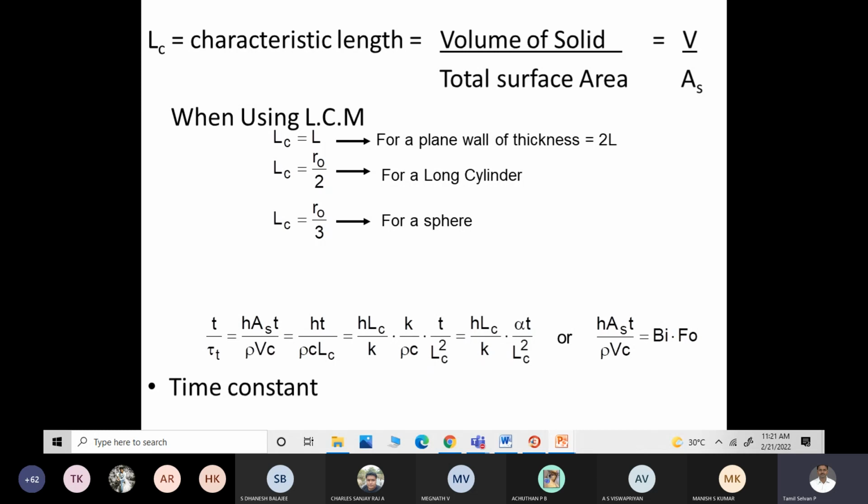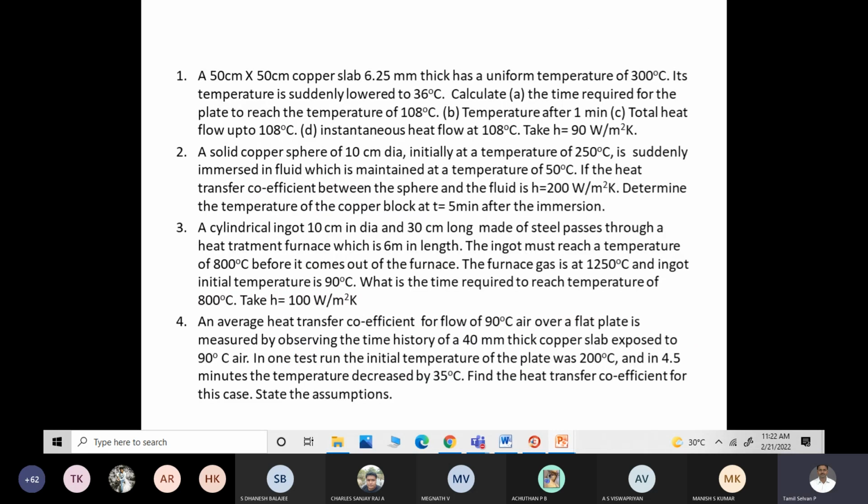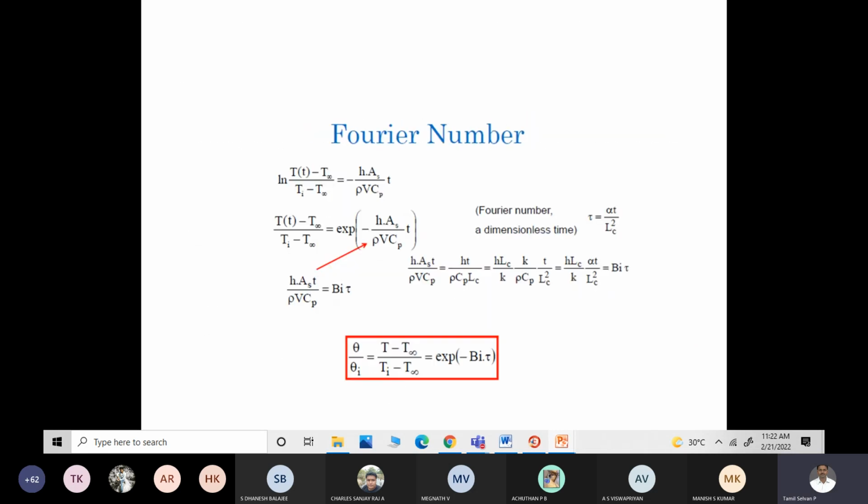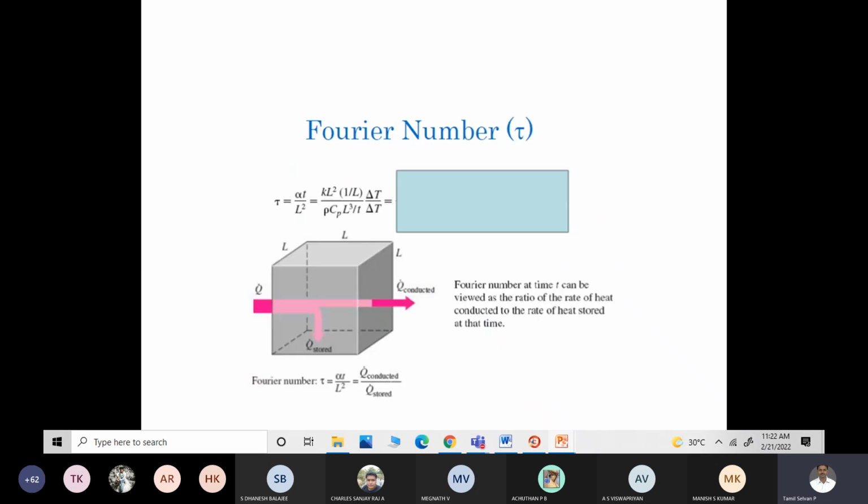So as I mentioned earlier, the Fourier number gives us an idea, actually it's a ratio. Fourier number, again, you have the definition here. It's a dimensionless time, and it is the ratio of the rate of heat conducted to the rate of heat stored at that time. In other words, it gives us an idea about how fast the body gets heated or the body gets cooled. These things you are supposed to understand.